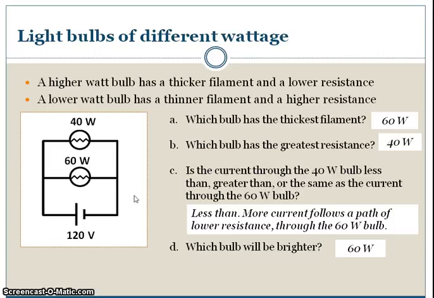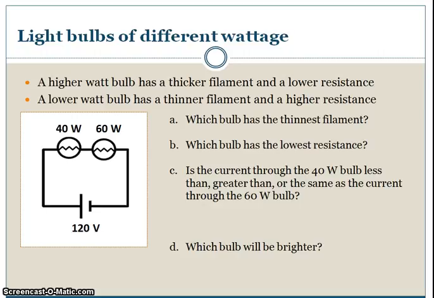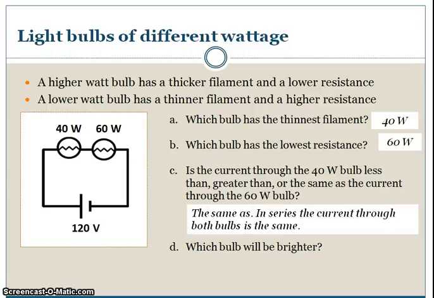When you have light bulbs in series with each other, you're going to get a slightly different situation. So let's say we have a 40 watt bulb and a 60 watt bulb in series with each other. The one that has the thinner filament is the 40 watt bulb, and the one that has the lower resistance is the 60 watt bulb. But since they're in series with each other, the same current is going through both of them. They're on the same pathway, so the movement of the charges is the same through both of them. But the one that's going to be brighter is going to change.